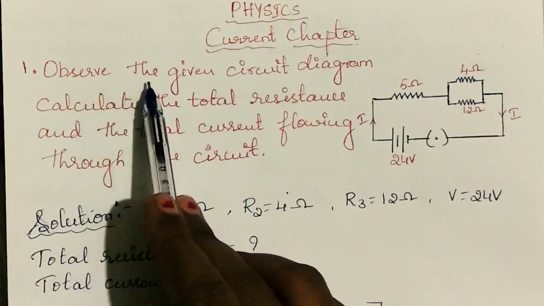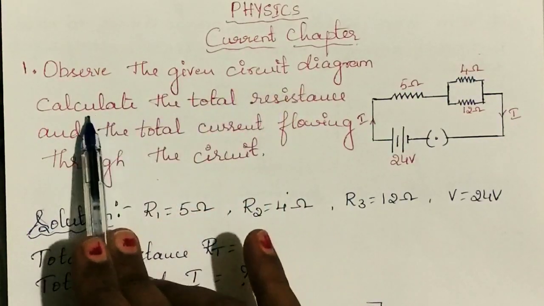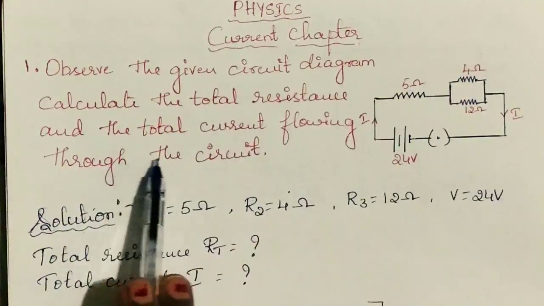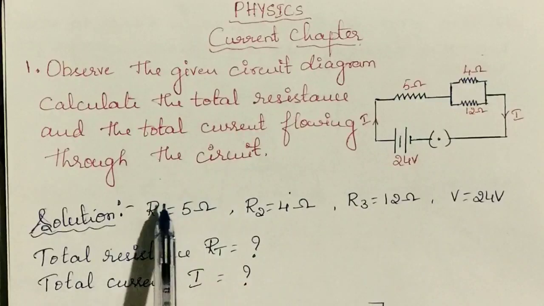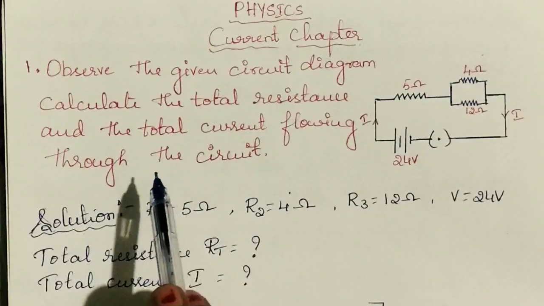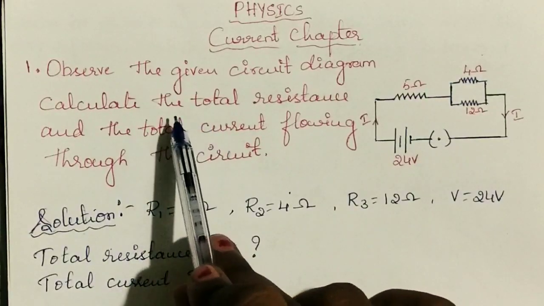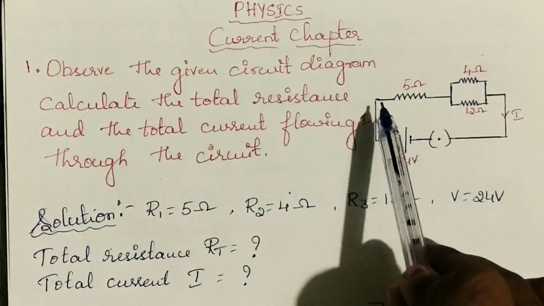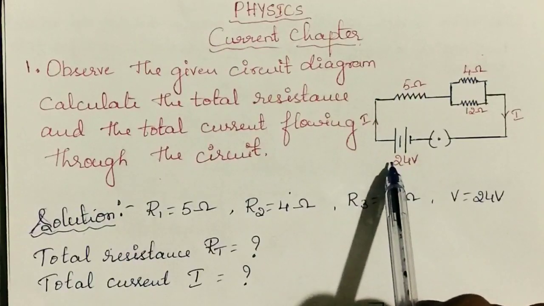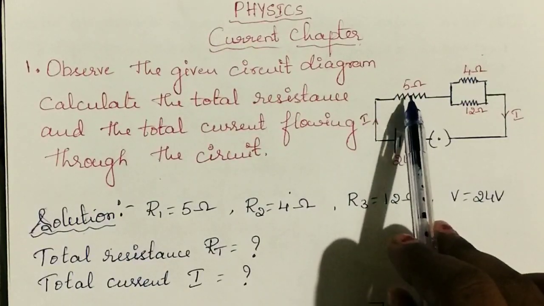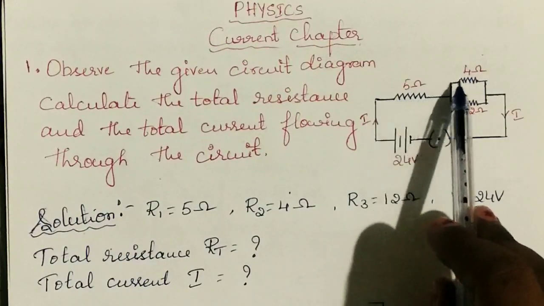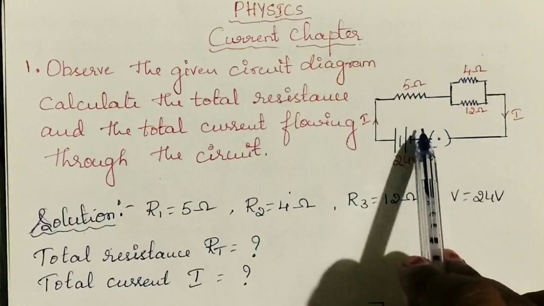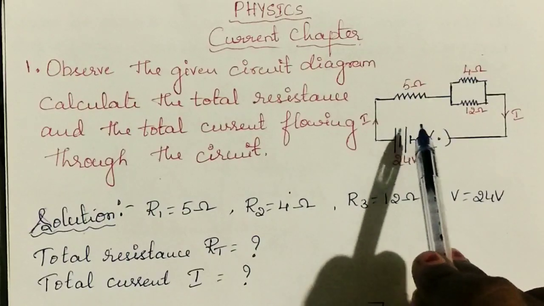First question: observe the given circuit diagram. Calculate the total resistance and the total current flowing through the circuit. Before solving, read the question twice, because they asked for total resistance and total current. Observe the circuit. Here there is a voltage of 24 volt, resistances R1 5 ohm, R2 4 ohm, R3 12 ohm, and they asked how much current is flowing through this circuit.